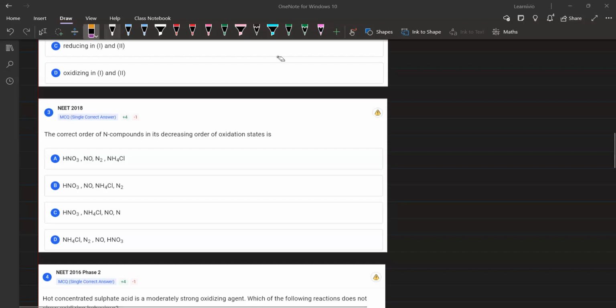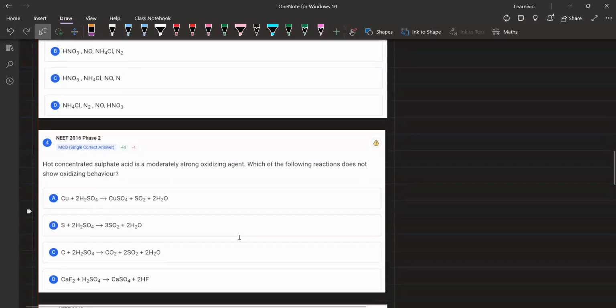ध्यान से देखते हैं. So we have HNO3. HNO3 में -6 and +1, +5 हो जाएगा. Then we have NO. NO में it will be +2. N2 में 0. NH4Cl. NH4Cl में कितना हो जाएगा? -1 और +4, -1 +4 उधर जाके -3 हो जाएगा. Yeah, ये is the correct option. 5203. Try this.